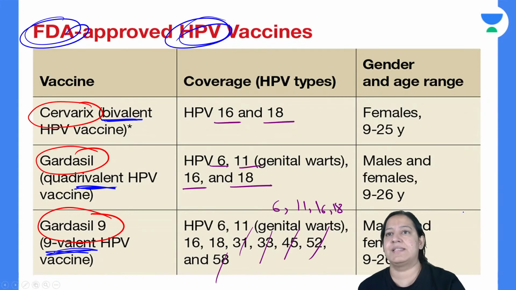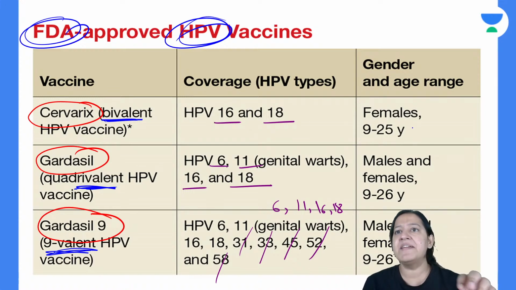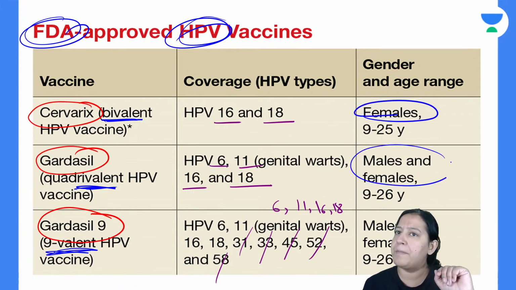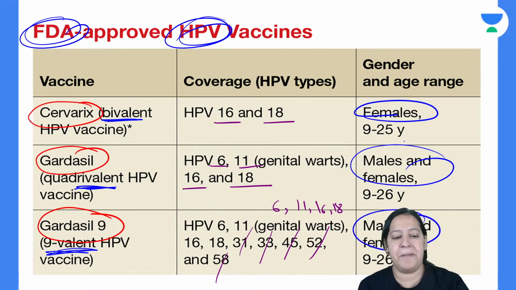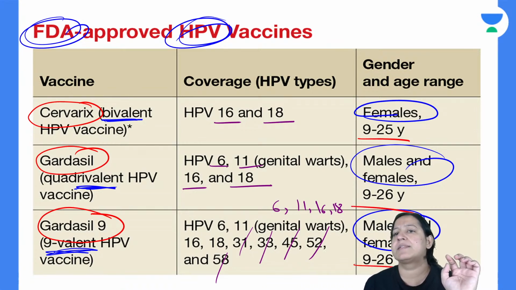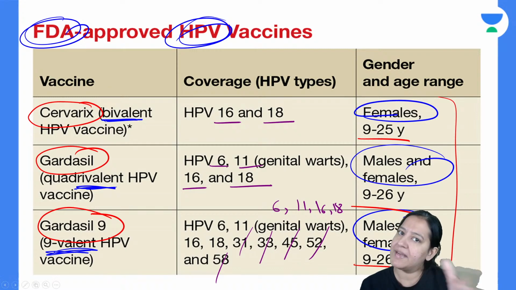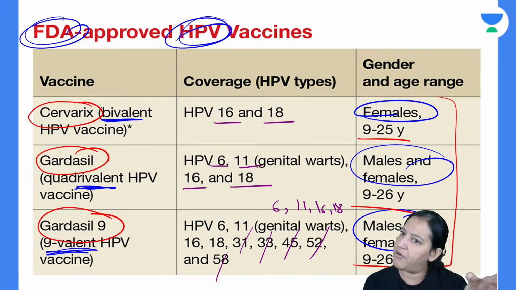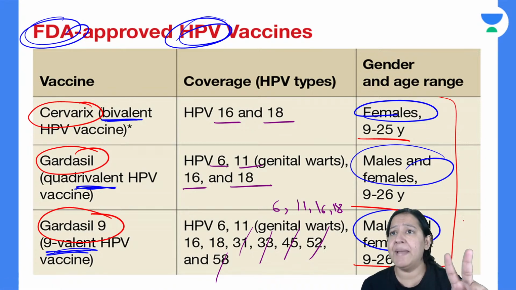So these are the vaccines. The bivalent is approved only for females, but the quadrivalent and nonavalent are approved for males and females both, right? So bivalent is only for females. The age group is the same, that is 9 to 25 or 26 years. If you belong to this age group, go and get yourself vaccinated. If you are a female, you can get vaccinated with any of them. But if you are a male, you cannot take bivalent. You have only two options, quadrivalent or nonavalent.